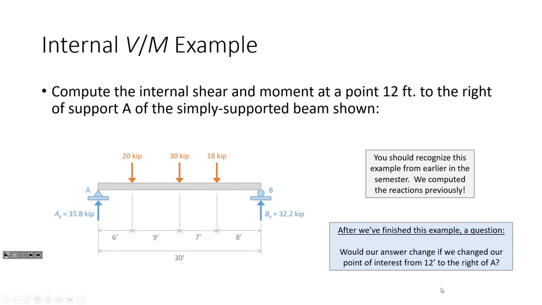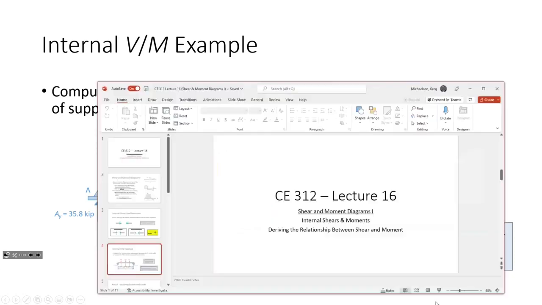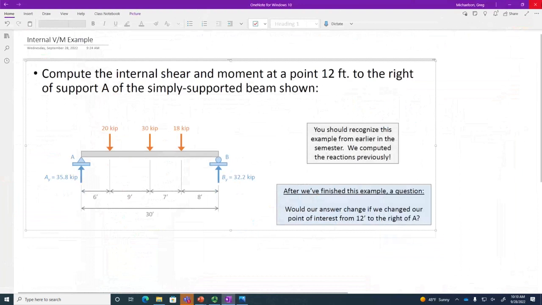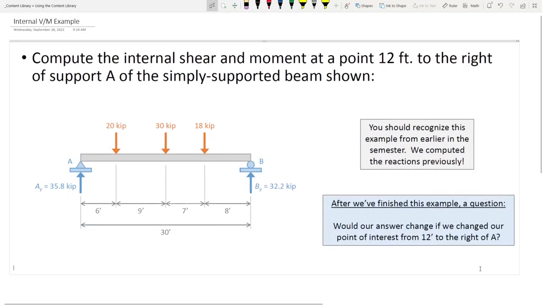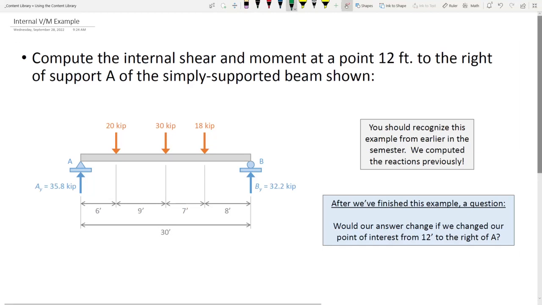Now, I'm going to have you compute the internal shear and moment at a random point in the structure, particularly a point 12 feet to the right of support A. So I'm picking a point. What are the internal shears and moments at that point? So here's the structure, and we are samurai swording and lightsabering right here. And this dimension is 12 feet, so we'll call this section 1-1.